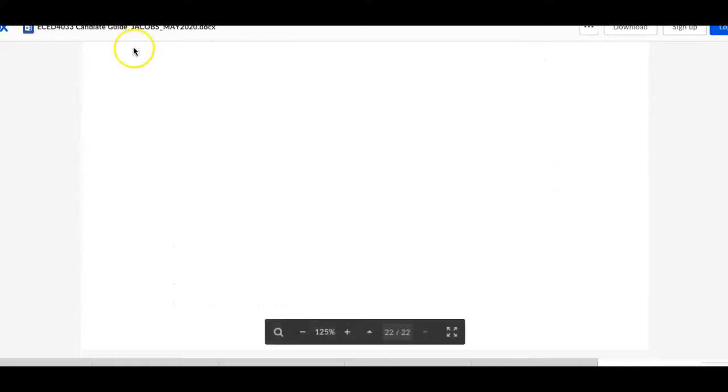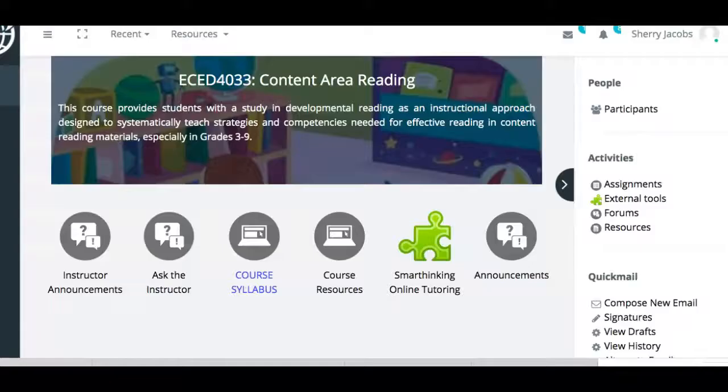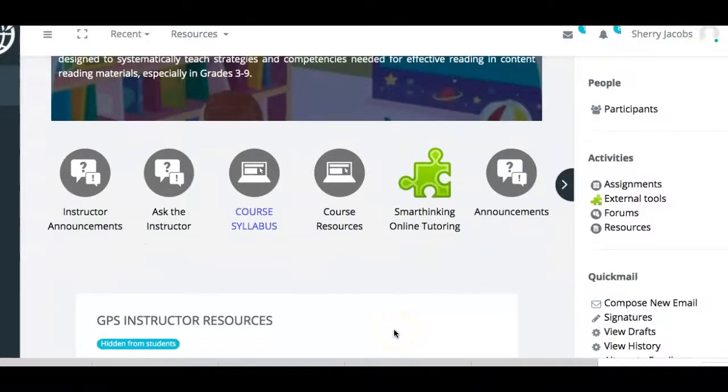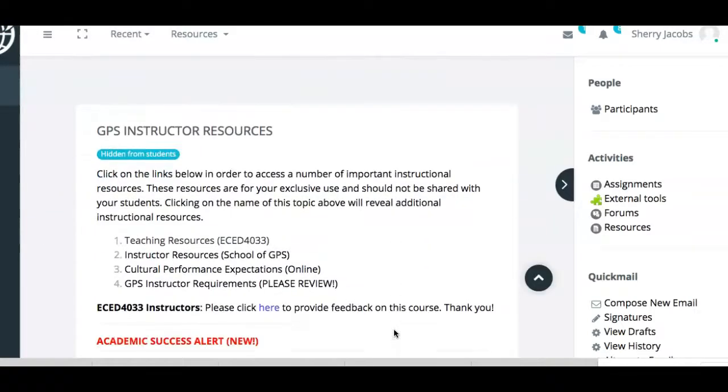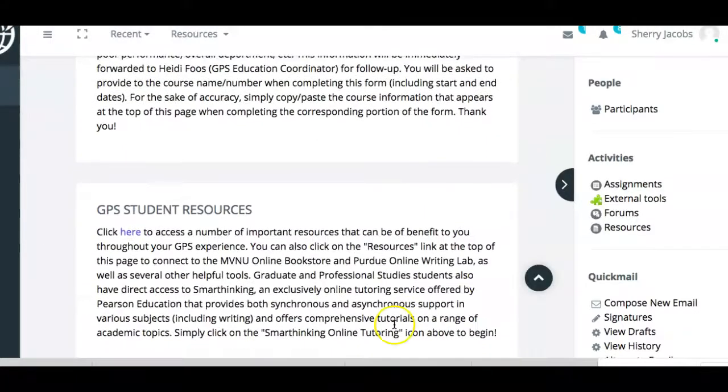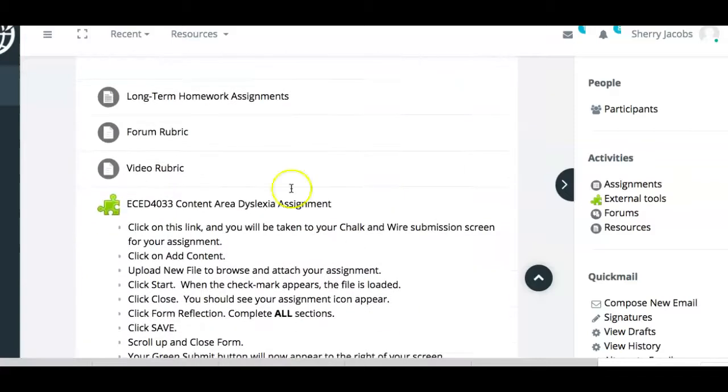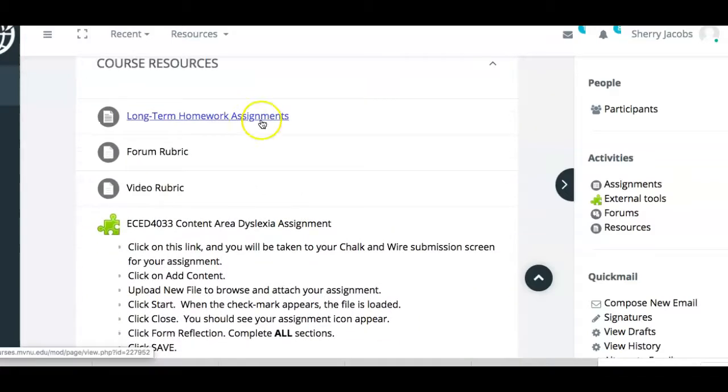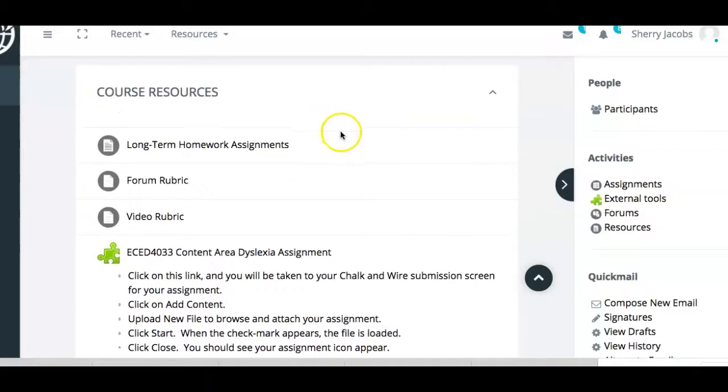All right, so we'll go ahead and close that out, and we'll just look at how the course is laid out. It's really laid out the same as all courses at MU. At the top, I've stuck in a little handout that most people feel is helpful with your long-term homework assignments. In other words, not the discussion forums, but the ones such as the dyslexia assignment.